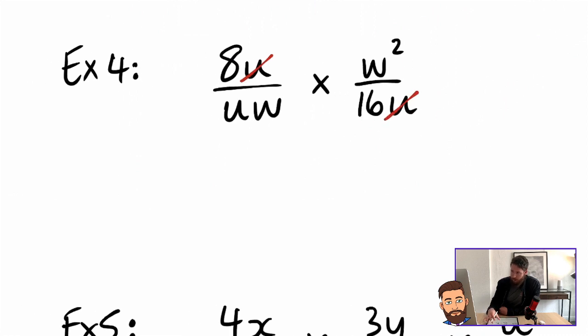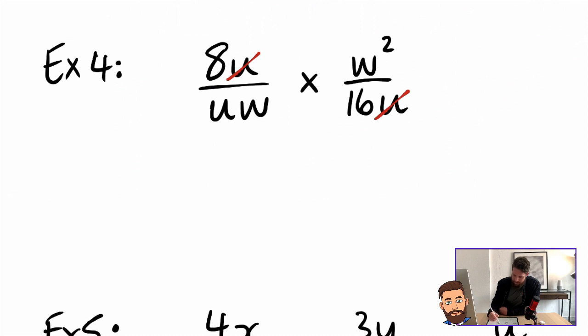Okay. The next thing I spot is 8 and 16 share a factor. What is the biggest thing they share? 8. So I cancel this 8. How many 8's go into 8? 1. How many 8's go into 16? 2. So I leave that with a 2.